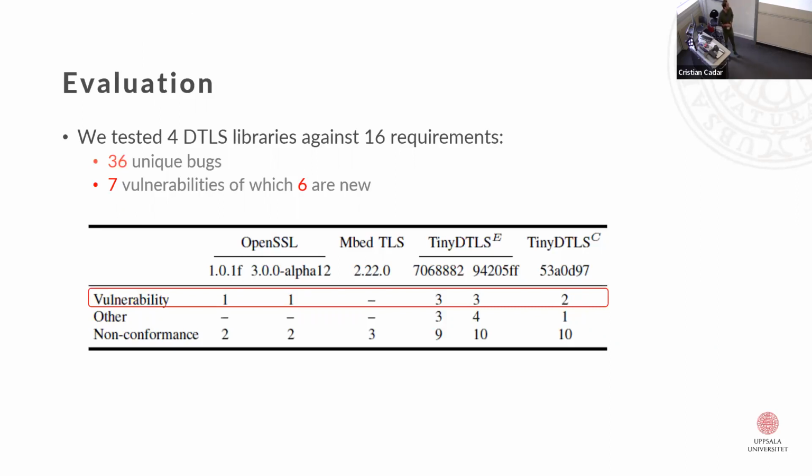We have tested 4 DTLS libraries. We've tested two versions of OpenSSL, one from a stable branch and one from the develop branch. We also tested Embed TLS and 3 versions from 2 variants of TinyDTLS. In total, we could find 36 unique bugs, of which 6 are new security vulnerabilities. One of the security vulnerabilities is in the develop branch of OpenSSL at the time.